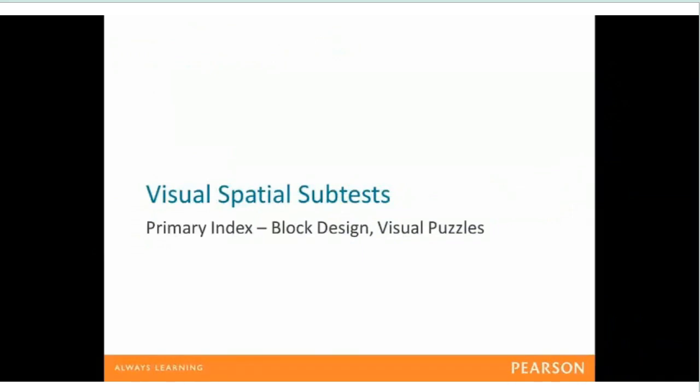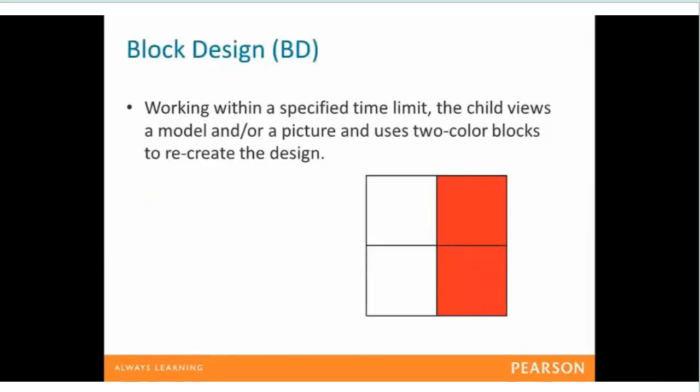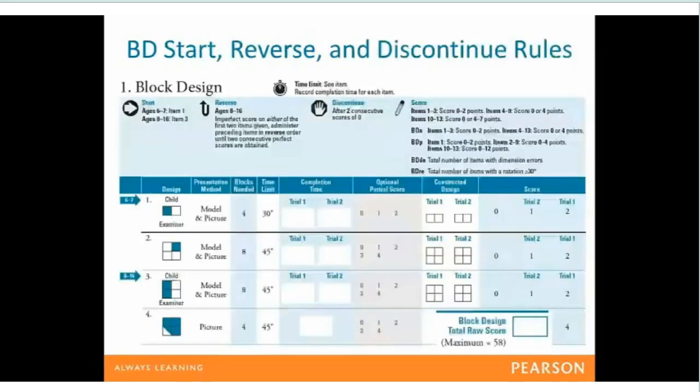Visual spatial subtests include Block Design and Visual Puzzles. Block Design in its general format is the same as the WISC-IV. There are a couple of changes, however. We're starting with item 1. There's no sample item. On items 1 through 4, we're showing a model but also showing a picture in the stimulus book, so introducing the stimulus book from the very first item.